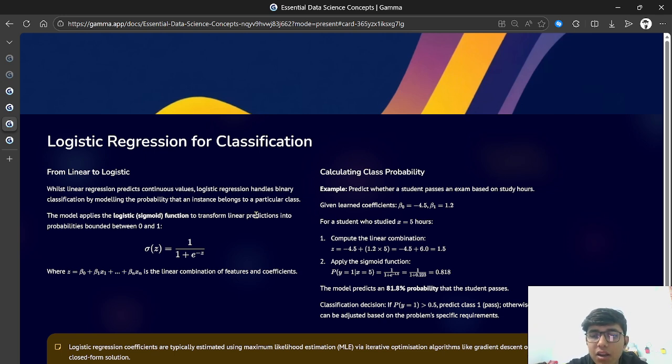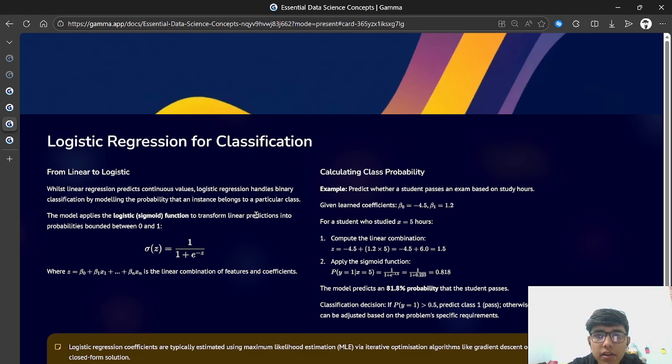However, this linear output can take any real value, so it is transformed into a probability between 0 and 1 using the logistic sigmoid function. The logistic sigmoid function is given by 1 upon 1 plus e to the power of minus z. This function ensures that the model's output represents a valid probability of belonging to the positive class.